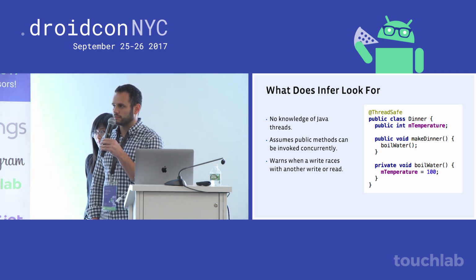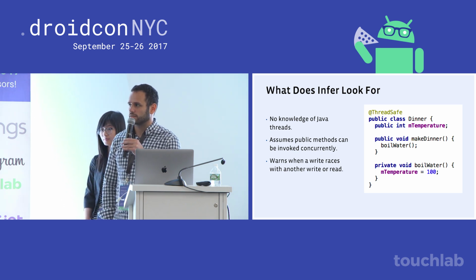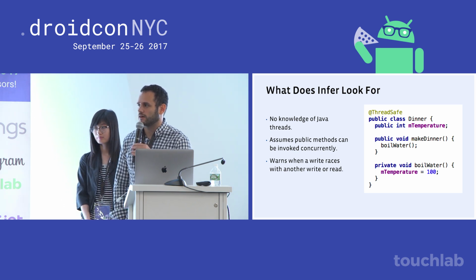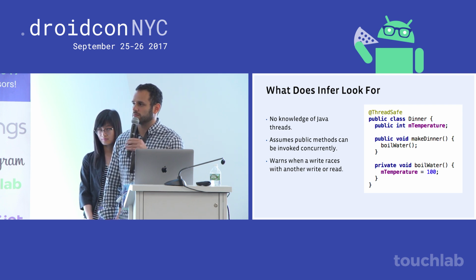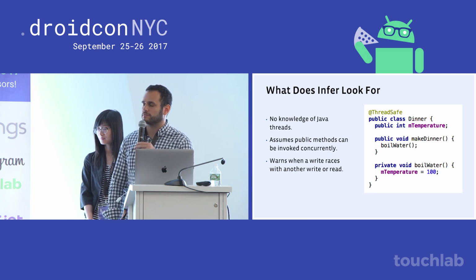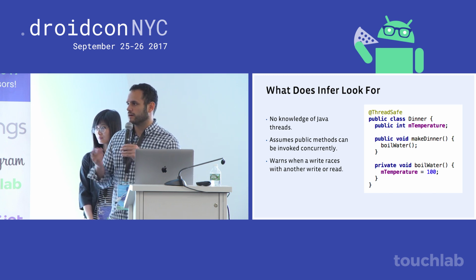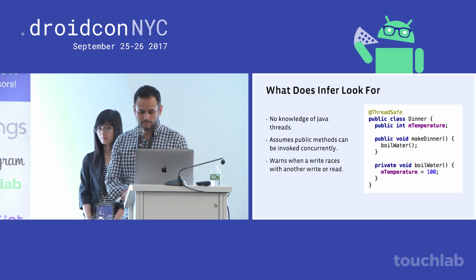So in this example, we have the class Dinner. It's annotated with @ThreadSafe. That signifies to Infer that it should check the class for concurrency. And even though there's no calls to new Thread.run, which is how you create a new Java thread, it's going to assume that makeDinner, the public method, could be called on two threads concurrently. And then Infer is going to follow the call chain to boilWater, and then it will see that mTemperature could have conflicting writes.